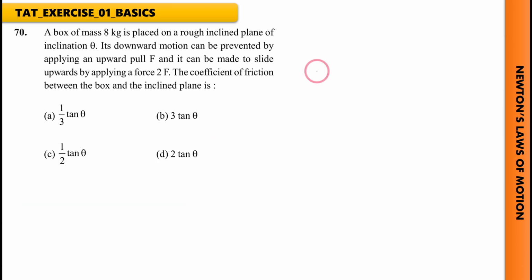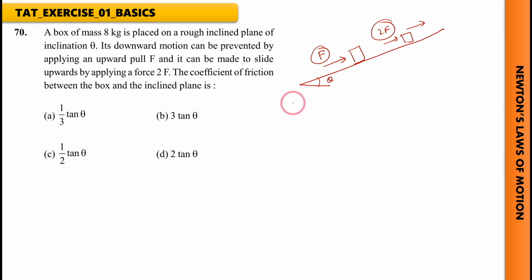So in this case an inclined plane is given at an angle of theta, and there is a block. An upward force F is applied just to prevent it from slipping down, and when you apply 2F, the block will be almost ready to move upside. So basically this is the minimum force required to keep it at rest, and this is the maximum force required to keep it at rest.